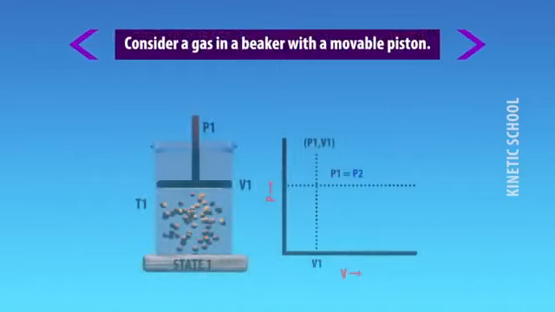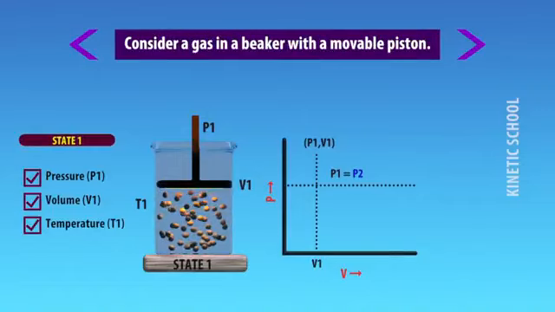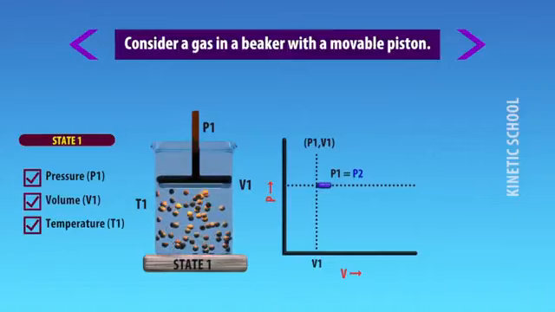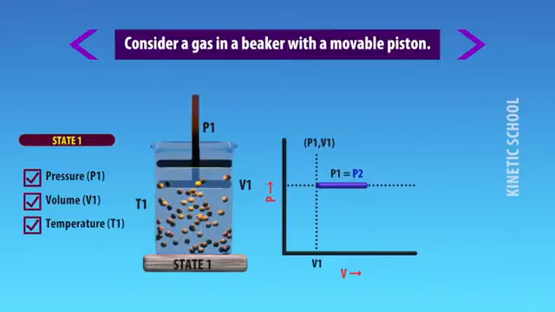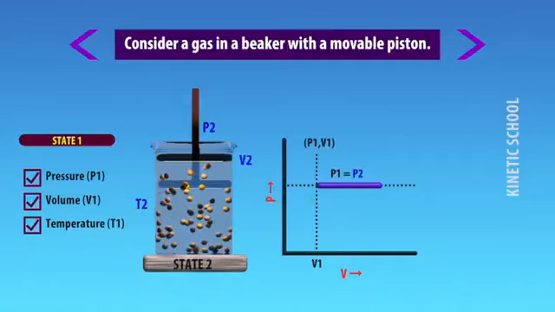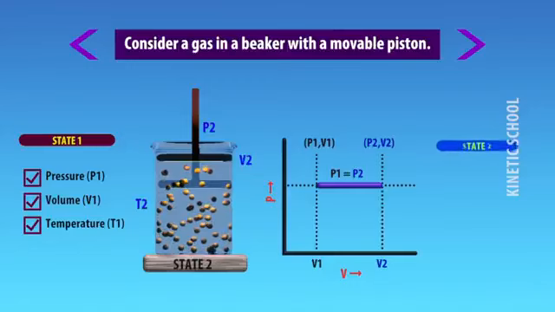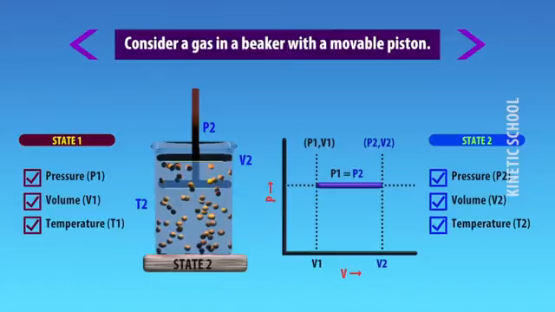Explanation. Consider a gas in a beaker with a movable piston. This is represented by state 1 and it has fixed values of pressure P1, volume V1, temperature T1, etc. Gas can be cooled or heated either at constant pressure or constant temperature or constant volume, etc. Then the gas is changed to another condition. The new condition is represented by state 2. At state 2, it has other fixed values of pressure P2, volume V2, temperature T2, etc.